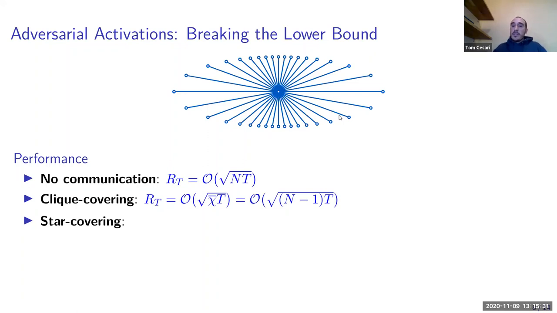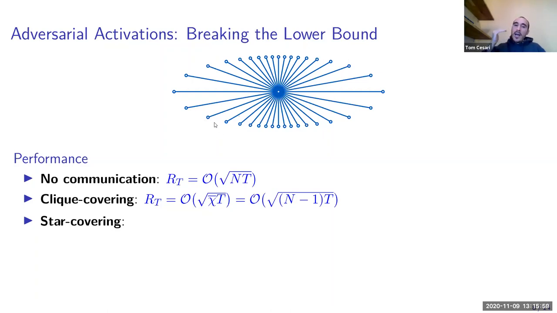Something which is much better, but you're using more knowledge, you're sharing more knowledge on more nodes, is if you cover with stars instead. And of course, the smallest number of stars that you need to cover a star is just one, just the star itself. And in this case, you can see that if everybody shares their local model with everybody else, in particular, the central node will have access to all the local models of everybody else.